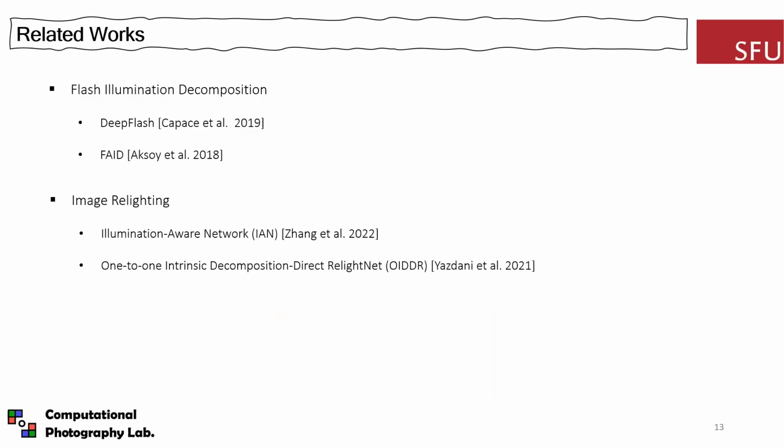We also take a look at the broader problem, which is image relighting. Two very recent methods are EN and OIDDR. EN changes the lighting condition in an image from coarse to fine and has a depth-guided encoder, and OIDDR relights the image by predicting the shading and albedo.